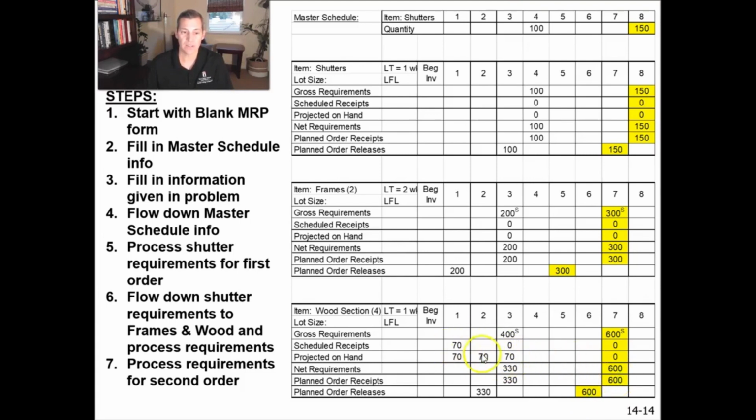You can see that the 70 wood sections that arrived in week 1 were used on the first order that shipped in week 4 for 100 units of shutters. So for our second shipment, because there were no additional scheduled receipts, the net requirements match the gross requirements, and there is no leftover inventory of either the wood sections or the frames. This will change in our next video when we go over lot sizes when we don't buy or make exactly what we need. If we have to buy more than we need, we're going to have leftover inventory. But lot for lot is very clean. You make or buy exactly what you need to support your orders.